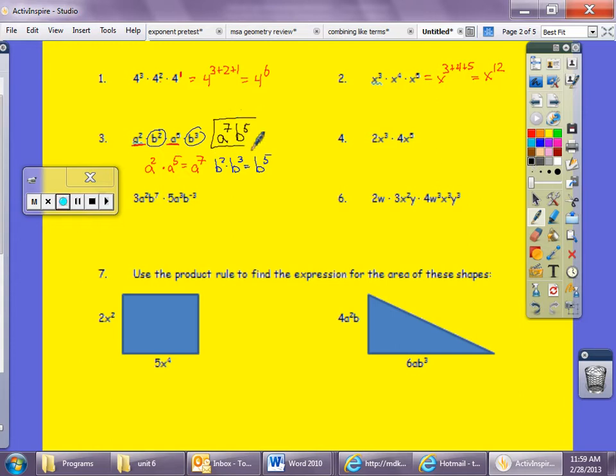So I put my a's together and I put my b's together. I don't put the a's and the b's together. We combine just the like terms, the like bases.